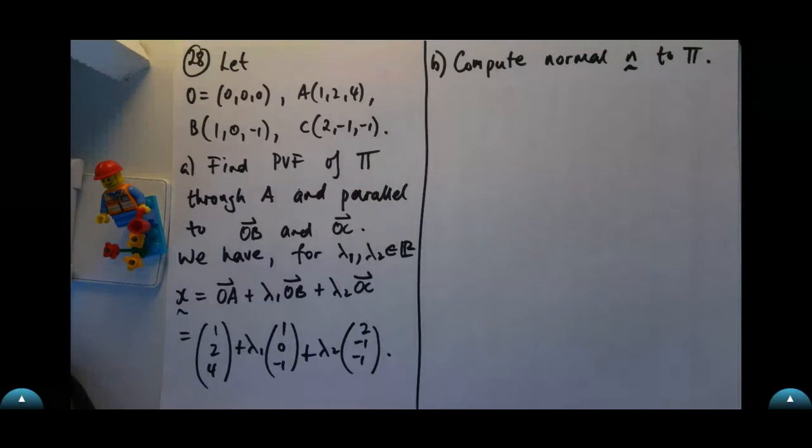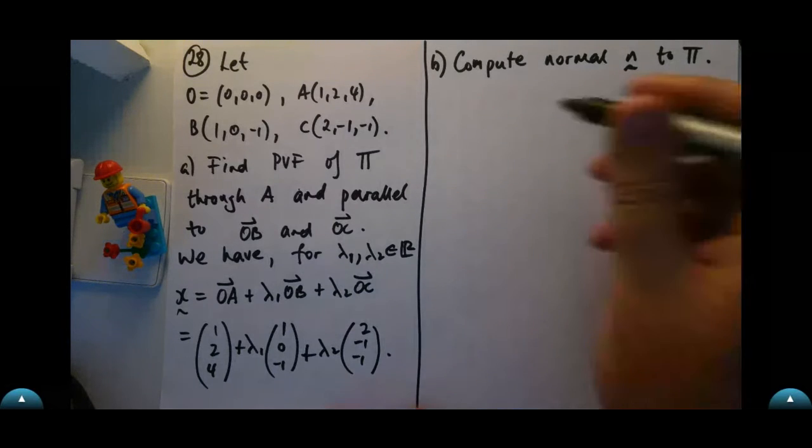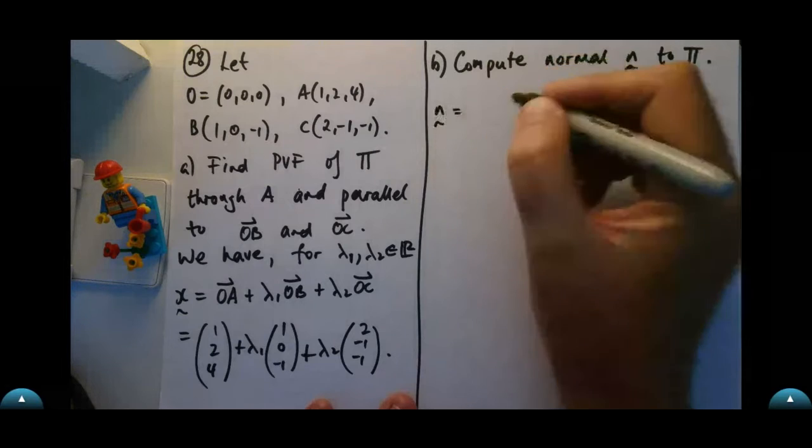Oh, Kevin, cross product. You're absolutely correct. What things would be crossed together? What would the two vectors be? Yes, OB and OC. Great. All right. Great job, people. I'm looking at the chat.